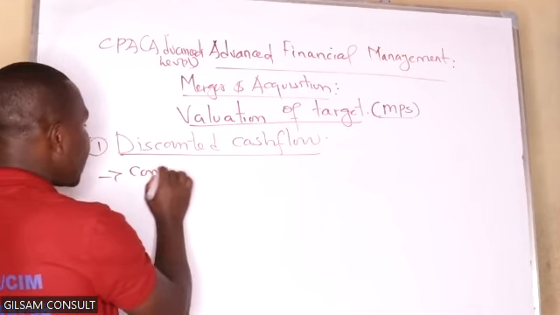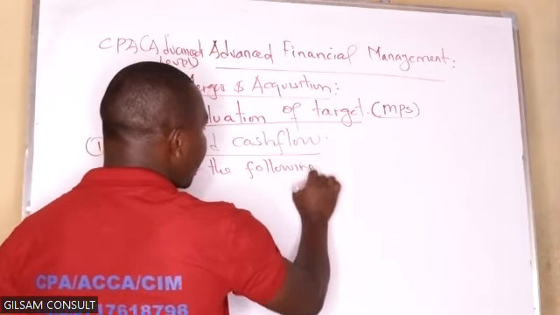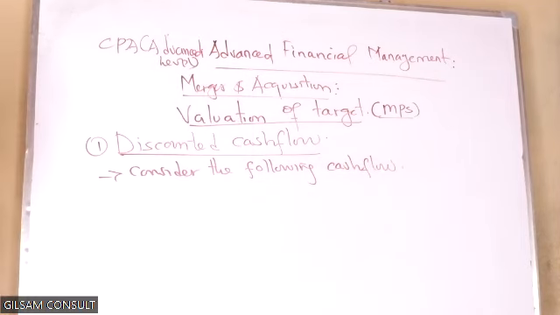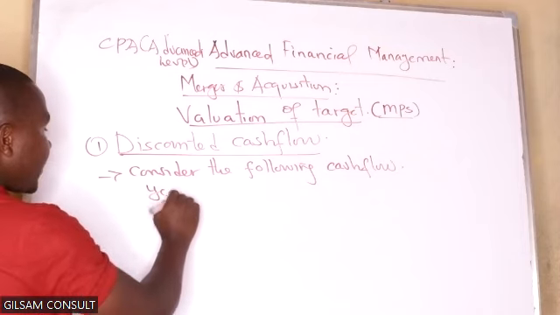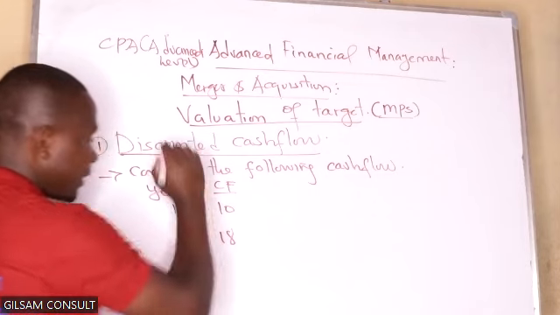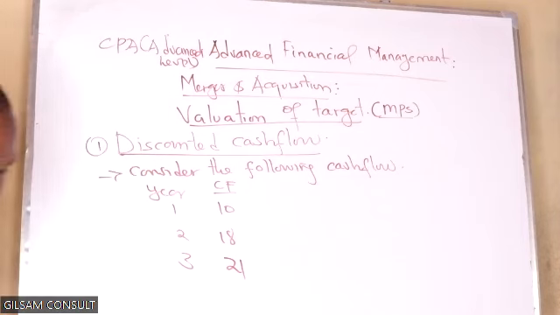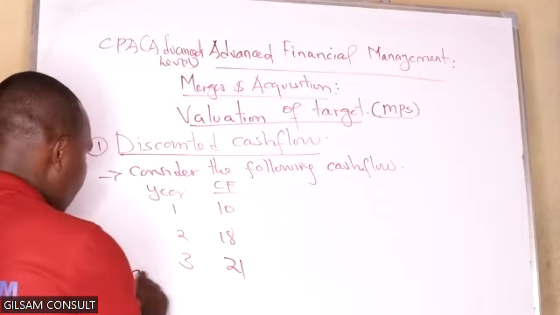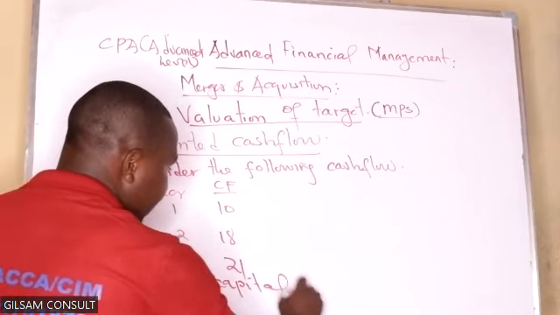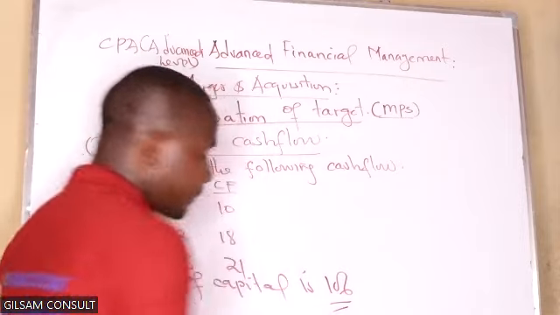Consider the following cash flow. We have years 1, 2, 3. We have the cash flows 10, 18, and another one is 21. That is the cash flow. We have the cost of capital, and the cost of capital is 10%.